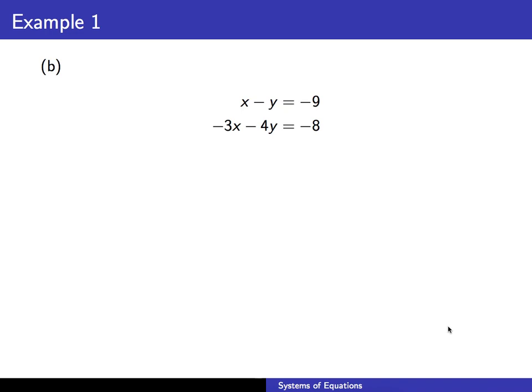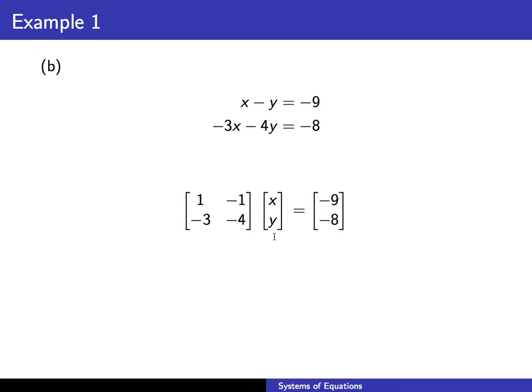All right, part B, we have x minus y equals -9 and -3x minus 4y equals -8. So our first column is going to be our coefficients for x's, which are 1 and -3. And then our second column is going to be the coefficients for the y's, -1 and -4. And then we'll multiply that matrix by the matrix x, y, and we get -9 and -8 on the right-hand side.